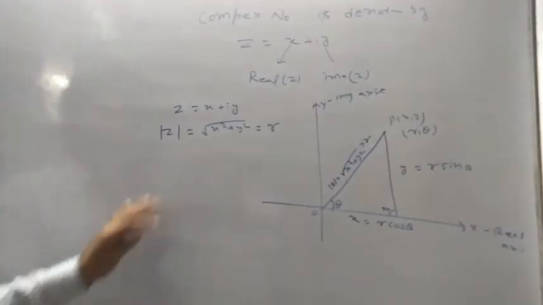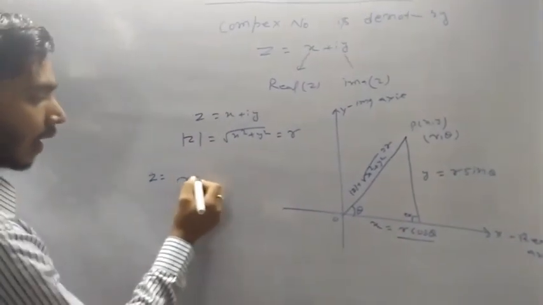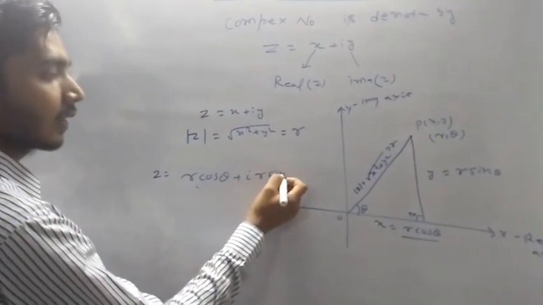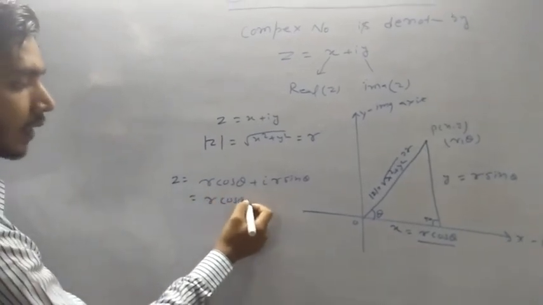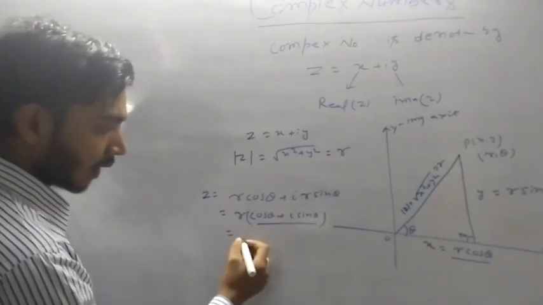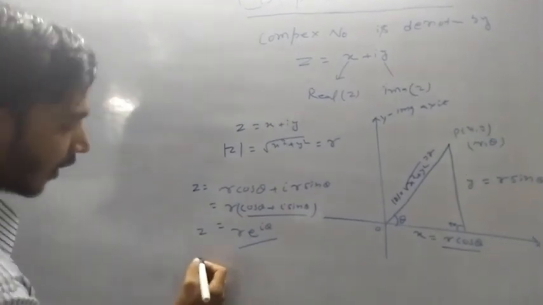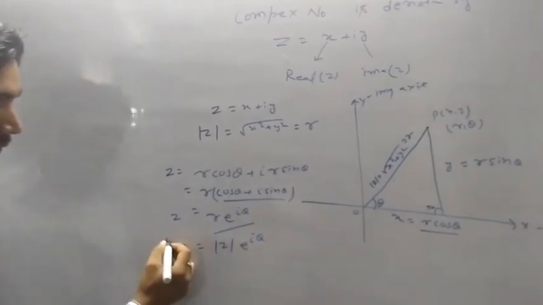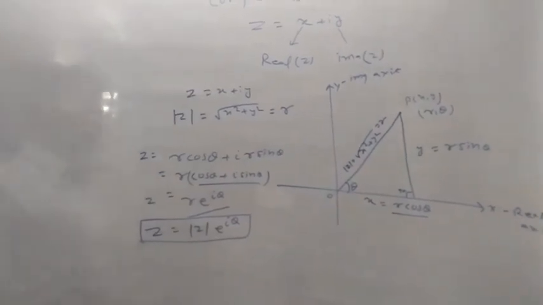Then z is equal to x plus iota y, here x is r cos theta and y is r sin theta, so z is equal to r times cos theta plus iota sin theta. This is also known as z equal to r e to the power iota theta. So z is equal to this, and also we can write z is equal to modulus of z into e to the power iota theta. This is the modulus of a complex number.